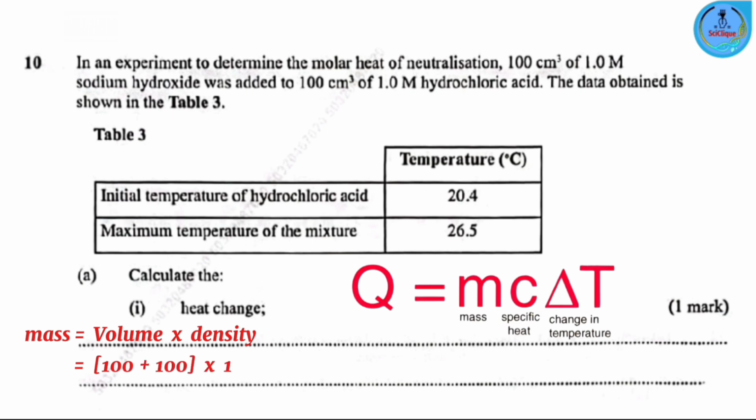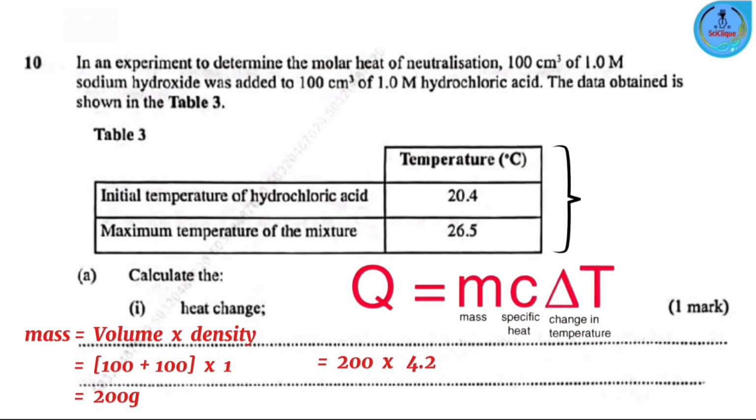But bear in mind, this is the volume. We want the mass. So for us to get the mass, we are simply going to take the volume multiplied by the density, which we have been provided with. So 200 multiplied by 1 gives us a mass of 200 grams. Okay, now that we are done with that part, the second is the specific heat capacity, which we also have, 4.2. And lastly, the change in temperature. So for us to get the change in temperature, we are simply going to find the difference between the maximum temperature and the initial temperature. And that gives us 6.1.